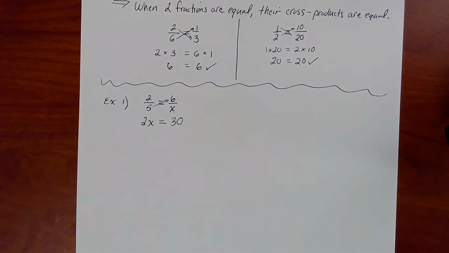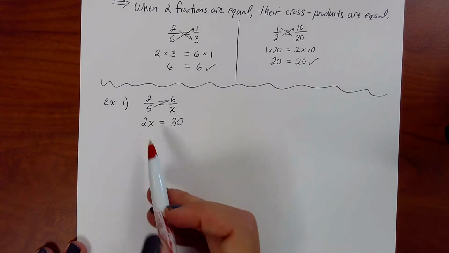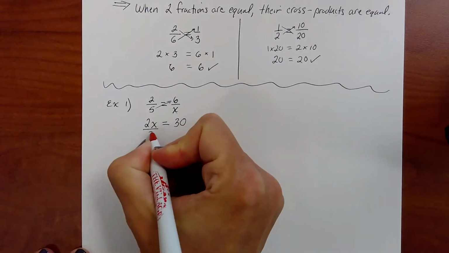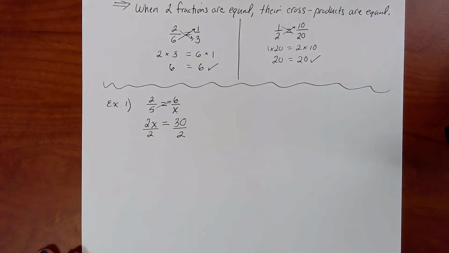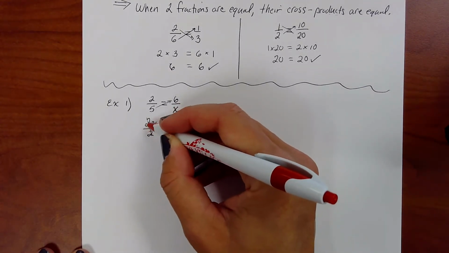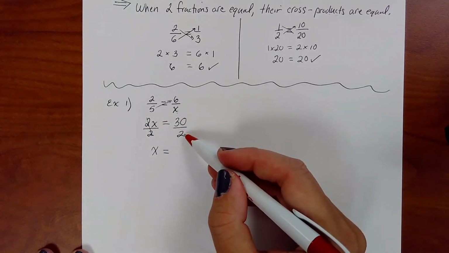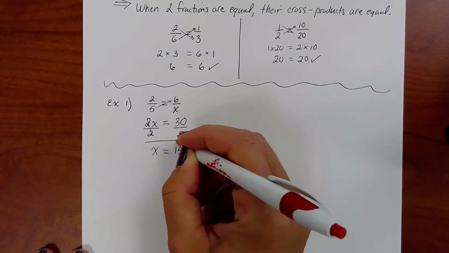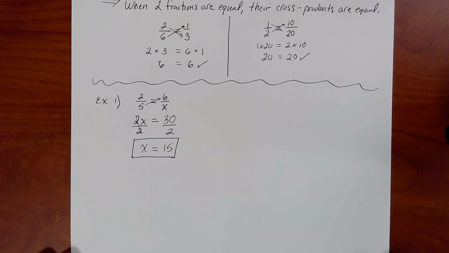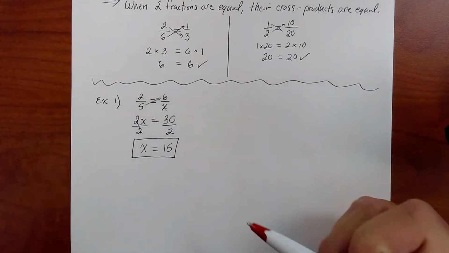So now we're solving an equation. How are you going to get x by itself here? Well, you have to undo this times 2 business. What's the opposite of multiplying by 2? Dividing by 2. So you're going to do that to both sides. I know you did this last year. 2 divided by 2 is really 1. So 1x is just x. That's what you wanted. 30 divided by 2 is 15. And that is your answer. That's how you're going to use cross products. It works every time. And the variable could be in any of these 4 spots.